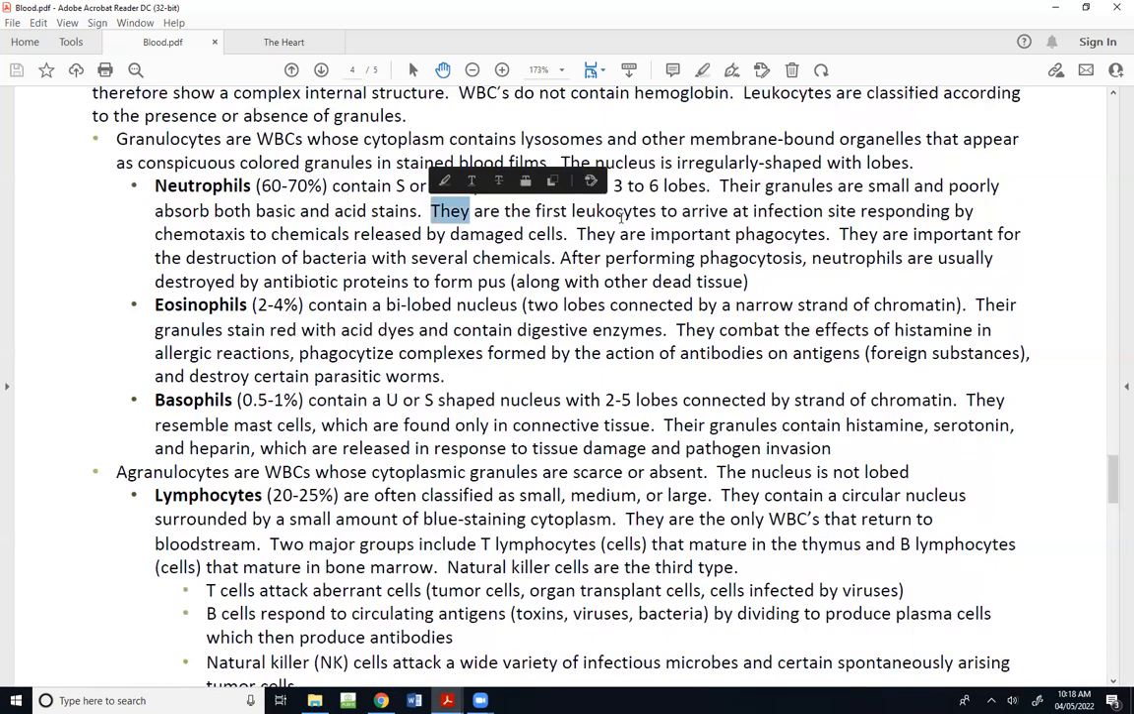Definitely want you to highlight this sentence here. They're the first leukocytes to arrive at an infection site, responding by chemotaxis to chemicals released by damaged cells. So these are the first responders.